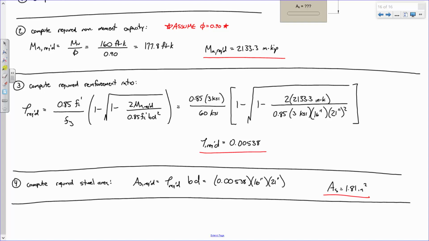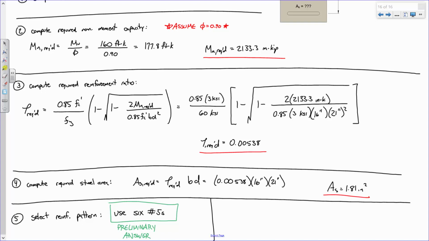So, therefore, for this problem, you can say, all right, step 5, select reinforcement pattern. Use 6 number 5s, okay? And I'm going to call that a preliminary answer, because my final step is to always check this answer, right?